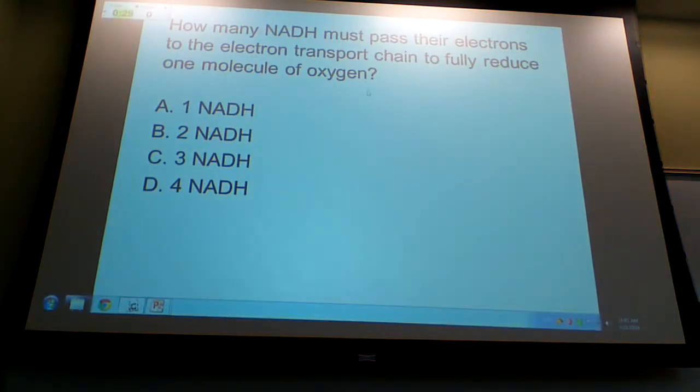Had a certain number of electrons to begin with, so how many NADH must pass their electrons to the electron transport chain to fully reduce one molecule of oxygen? So you might look at your equation with the cytochrome C and see how many of those it took. And then try to remember how many electrons cytochrome C can hold, and then how many electrons NADH had to begin with.